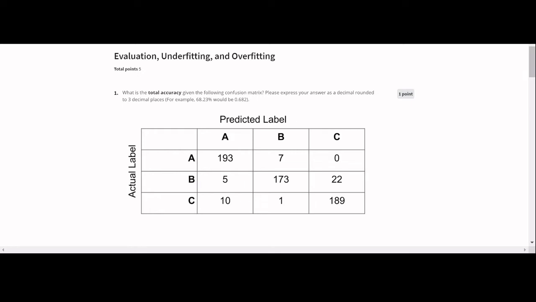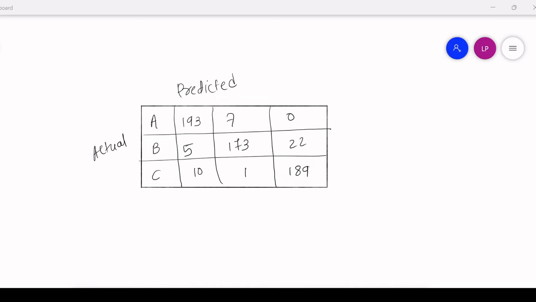So now, first I have to copy this. Okay, I have made a manual table here, and I have to tell you what we are going to get: the total accuracy. Let's see what the total accuracy is.